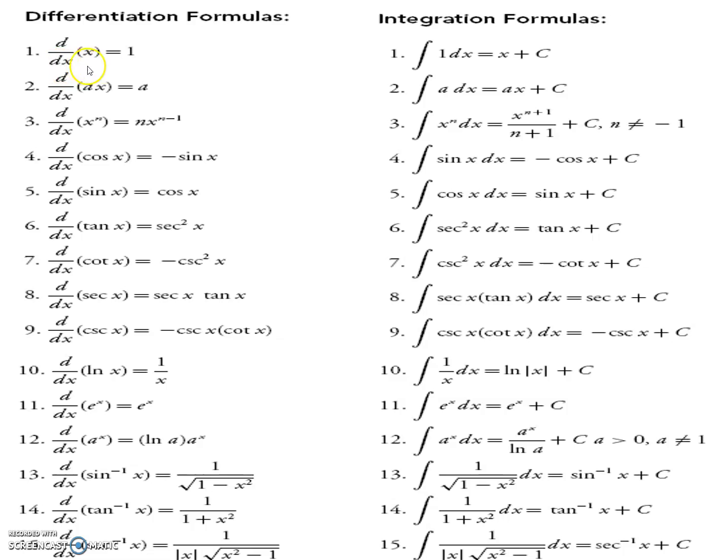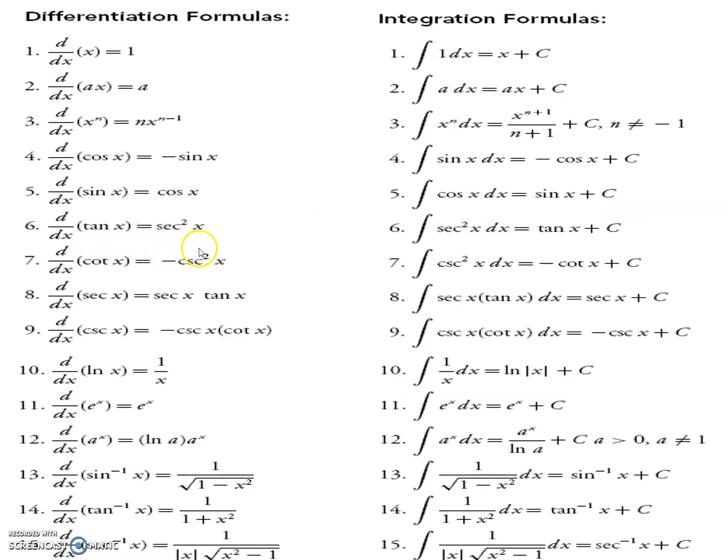Differentiation formulas. Derivative of x is 1, integration of 1 dx is x plus c. Derivative of a into x is a, integration of a dx is ax plus c. Derivative of x raised to n is n x raised to n minus 1, but integration of x raised to n dx is x raised to n plus 1 upon n plus 1 plus c, where n is not equal to minus 1. Derivative of cos x is minus sin x. Integration of sin x dx is minus cos x plus c. Derivative of sin x is cos x. Integration of cos x dx is sin x plus c.